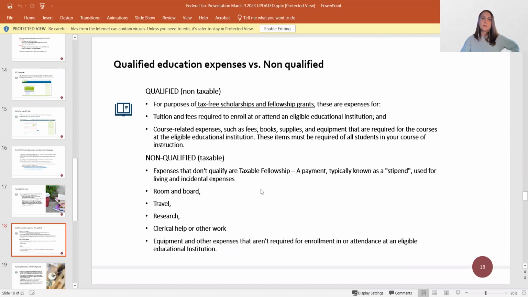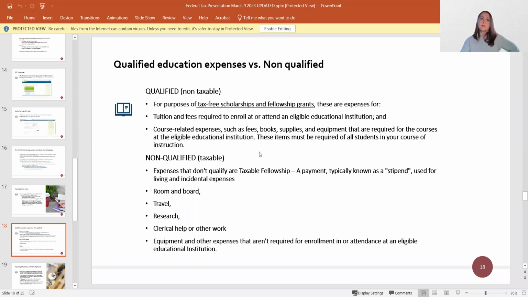So now let's talk about fellowship and scholarship income. In the US, there are two types of income called qualified and non-qualified fellowship or scholarship. Qualified is usually designated as tax-free to cover your educational expenses such as tuition, books, and supplies. And usually you get paid for this through financial aid.